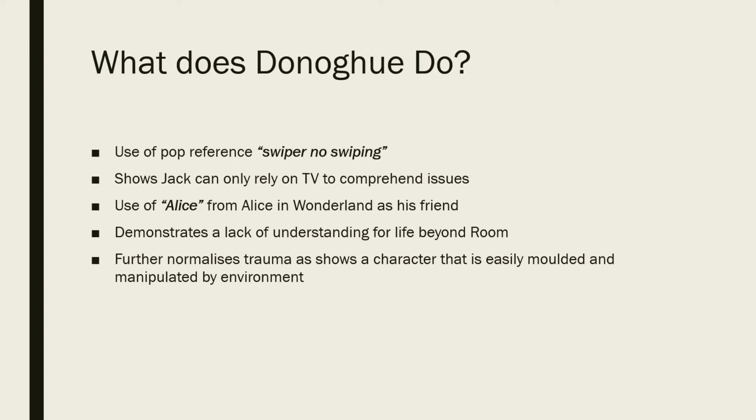As seen in earlier examples, Jack also often refers to things Alice has said or done when describing his surroundings. Alice in this case refers to Alice in Wonderland, a book which Jack frequently reads in room. By showing that his only reference to most situations is through what Alice has seen, it again demonstrates his lack of knowledge to readers. Creating a character which is vulnerable and lacks comprehension in this novel assists with normalising the trauma, as it builds a character which is easily moulded and manipulated by their surroundings.